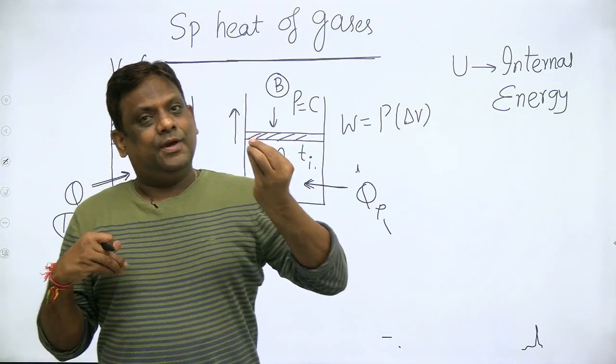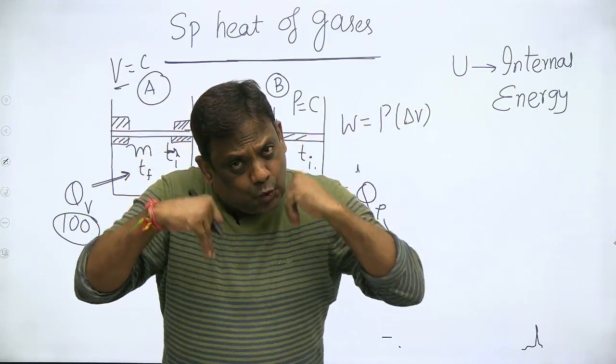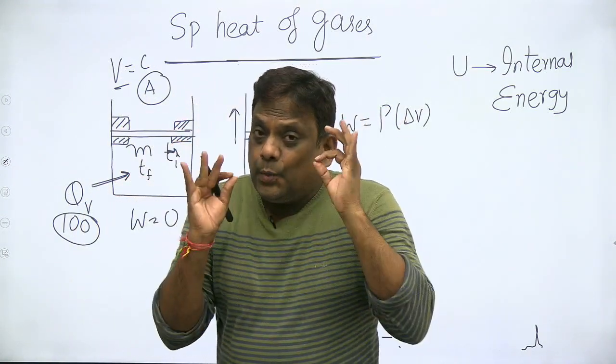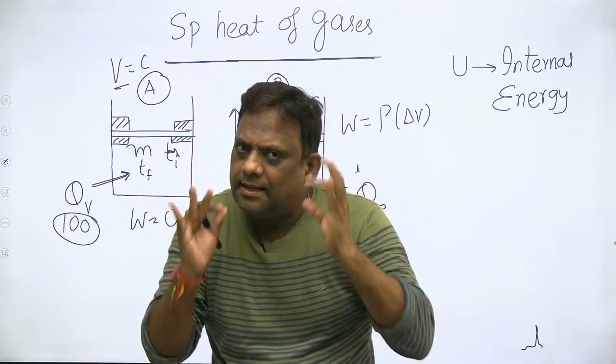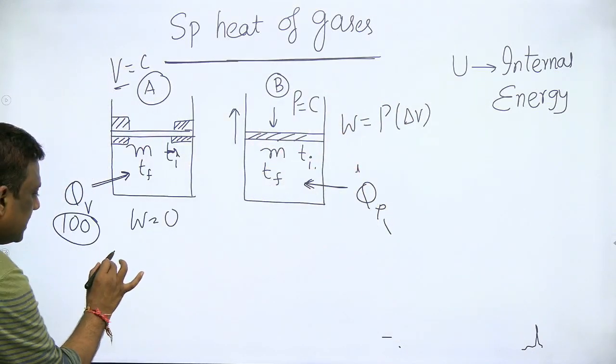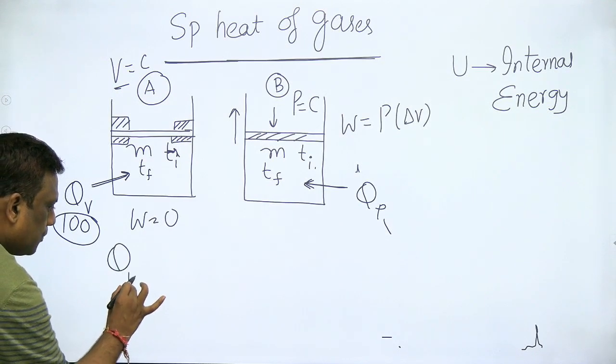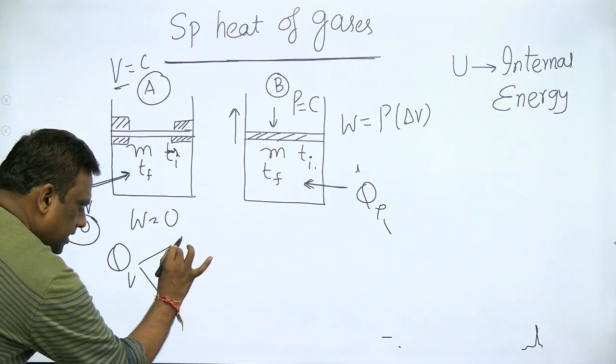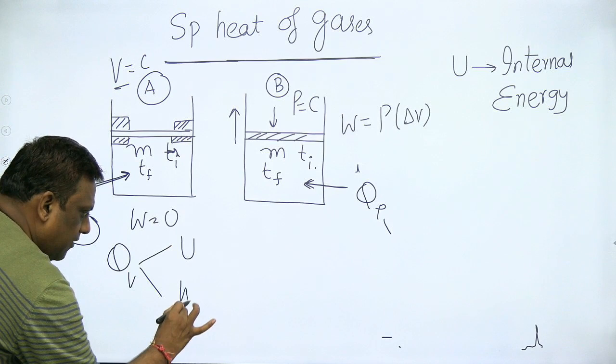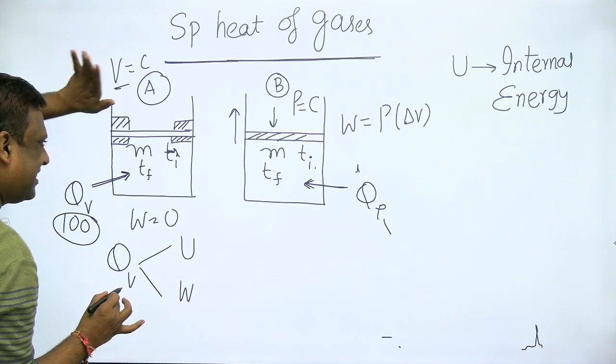Where is that 100 going? It is entirely stored in the system, which we call internal energy. So therefore, in this case, in a constant volume process, let me write two things: stored internal energy and work. So there is no external interaction.